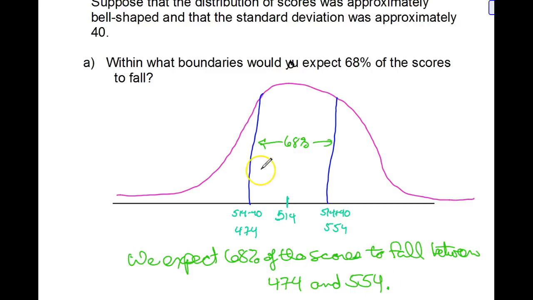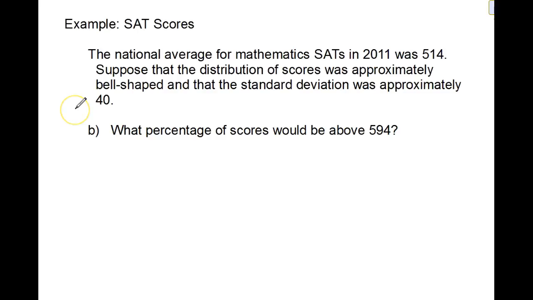Okay, that's if it gives us the percentage. What if it is actually looking for that percentage? Such as in this example, we're still using the SAT scores. So the mean is still 514. What we want to do is find out what percentage of scores would fall above 594.